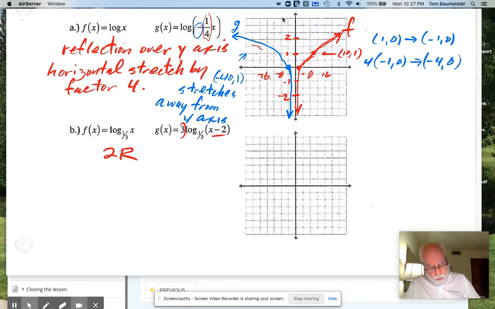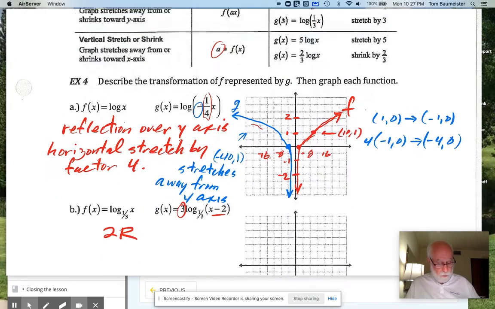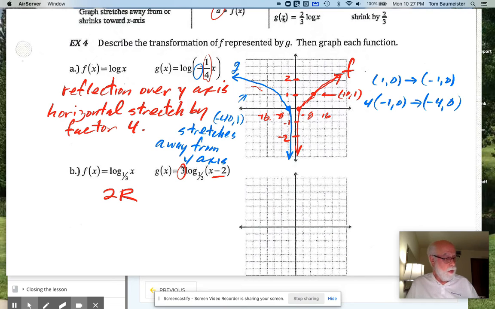And then we have this out here, so that would be outside. So it would be like a vertical stretch. So we're going to have a vertical stretch of a factor of 3.